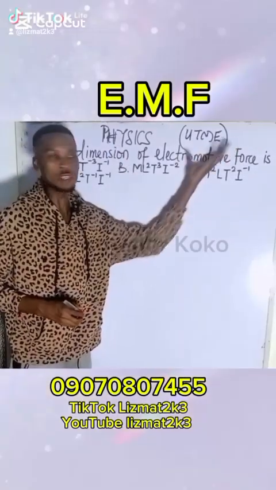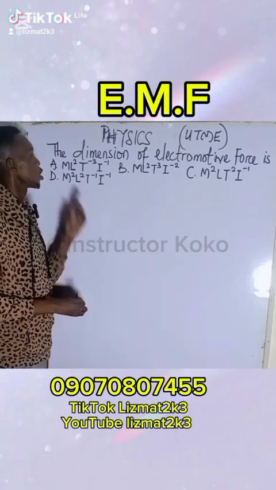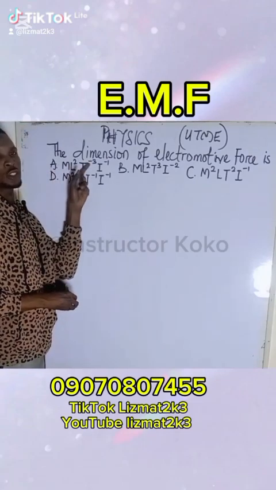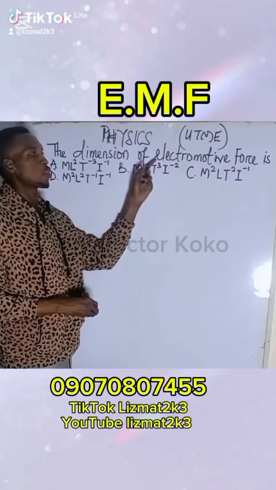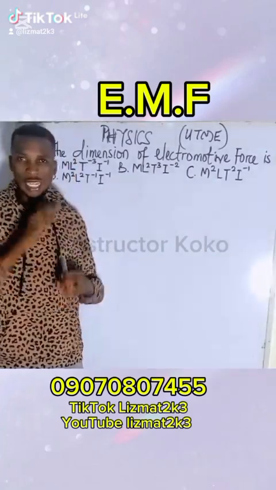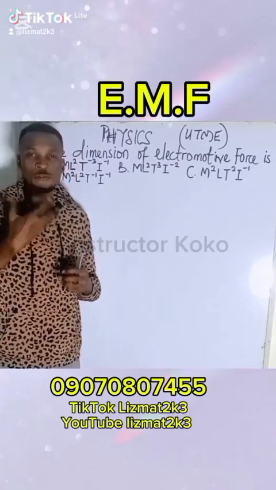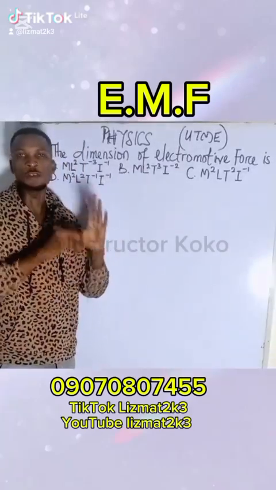Physics UTME. The dimension of electromotive force is A, ML squared T power minus 3 I power minus 1, B, ML squared T power 3 I, and so on and so forth. But why am I here today? I'm here to break down and explain how you can find the dimension for physical quantities in physics.